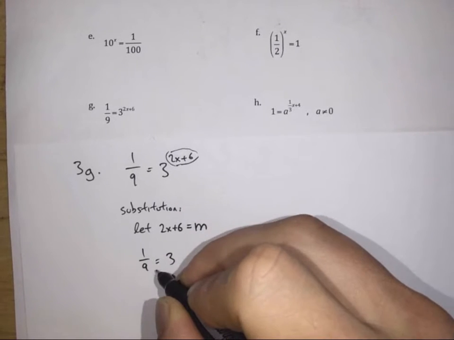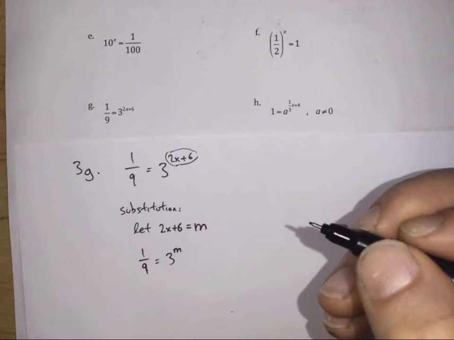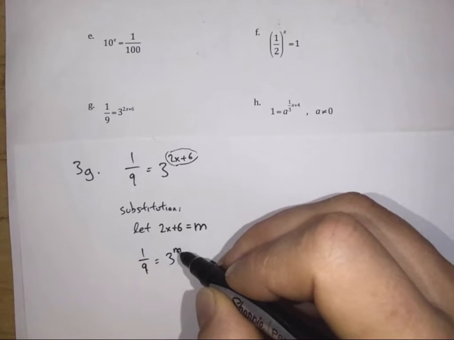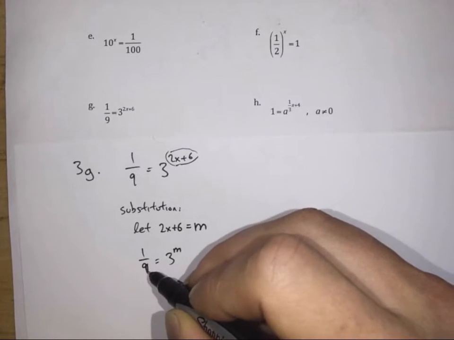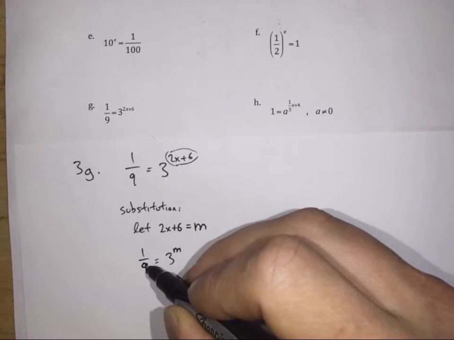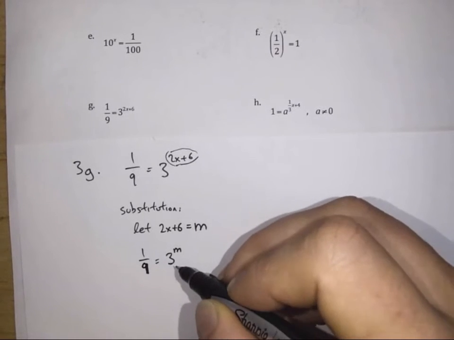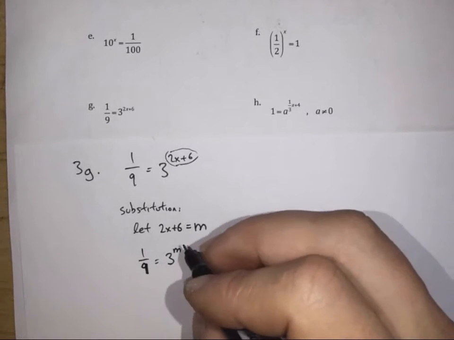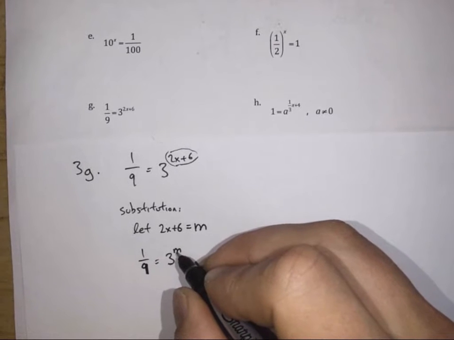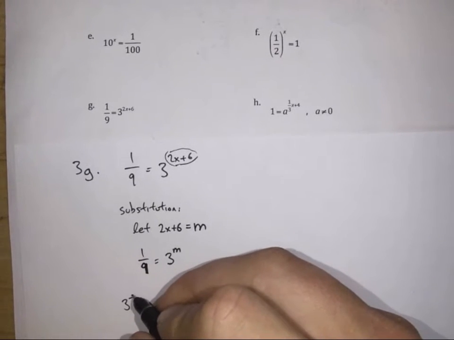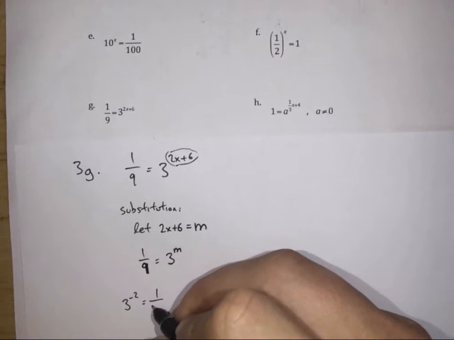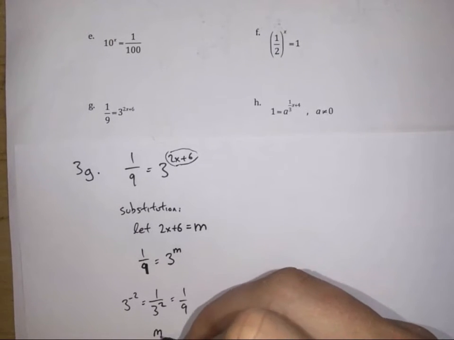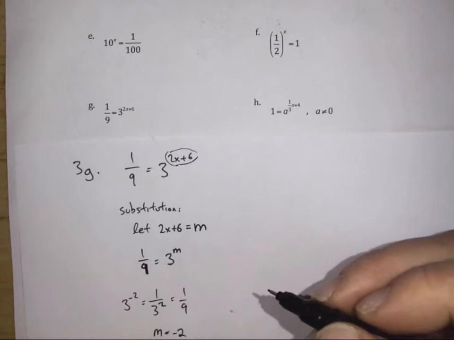So I'm going to rewrite that. 1/9 is equal to 3 raised to an exponent m. Okay, and the question is, what value could m have so that it would be equal to 1/9 if you raised 3 to it? And so is it negative 1? Well, that's not, it's 1 over 3. So what about negative 2? 3 raised to negative 2 is 1 over 3 squared. Oh, it's 1/9. So m is negative 2.